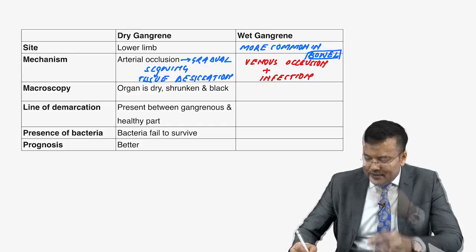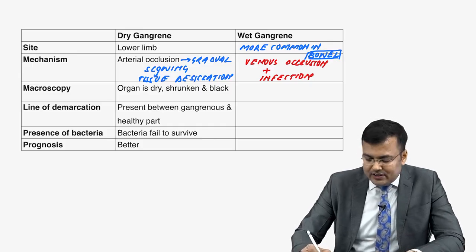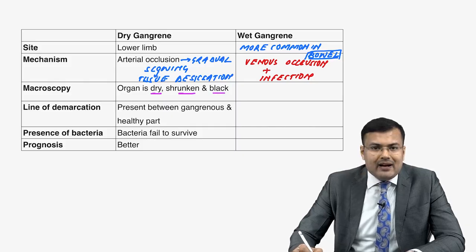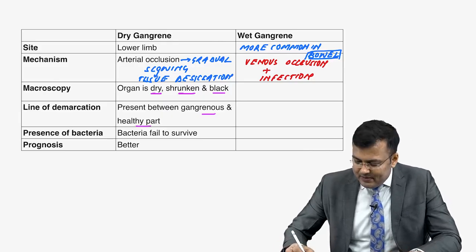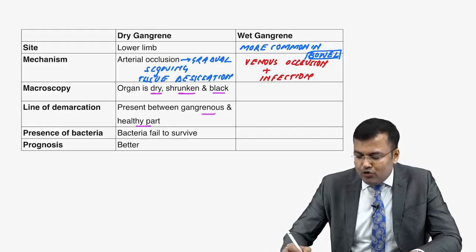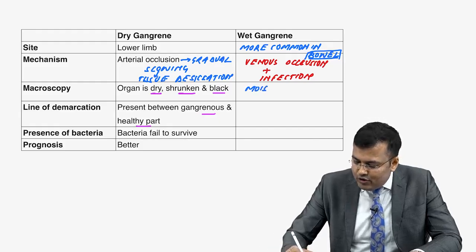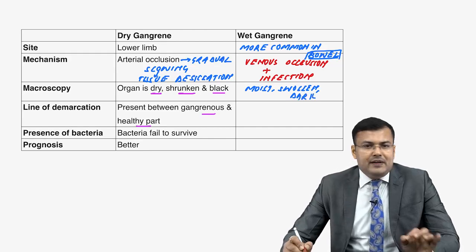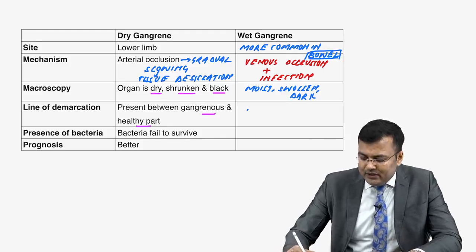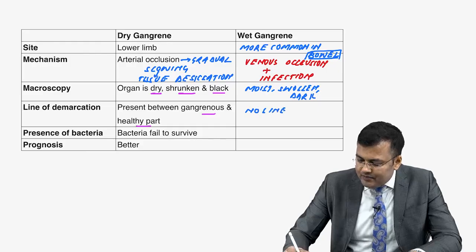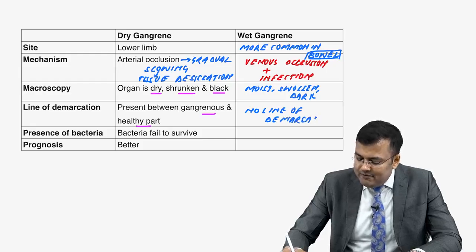If you see macroscopically the organ, as we discussed just now, it is dry, shrunken and black, and there is a clear line of demarcation between the gangrenous tissue and the healthy part. But in wet gangrene, the tissue is moist. That's why it is known as wet. It is moist, swollen, and dark. There is a poor line of demarcation, or usually no line of demarcation, in wet gangrene.